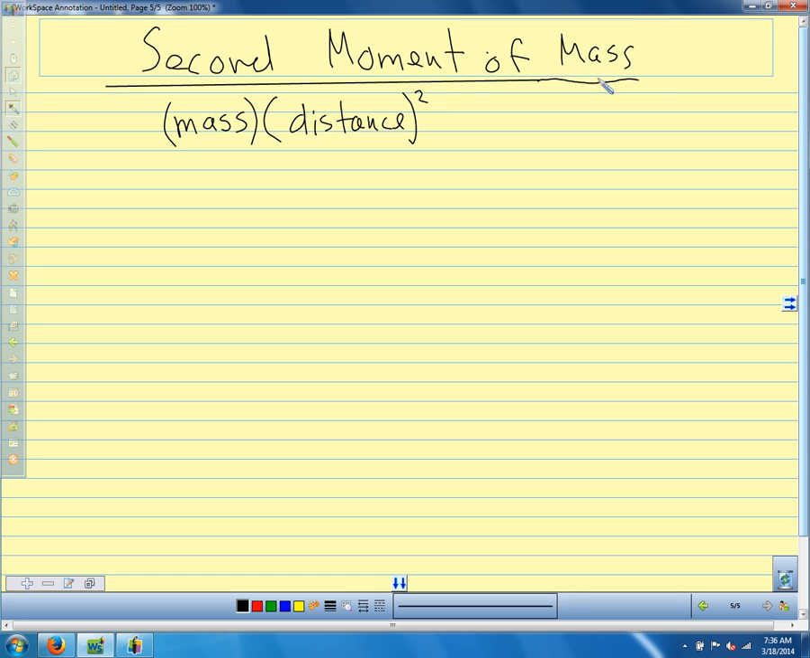The other, more familiar name for the second moment of mass is moment of inertia. And moment of inertia is important because it is a measure of the tendency of the mass, whatever the region is, to resist change in rotation. So our second moment of mass is used to tell us how that object is going to resist changing rotation. So that's why it's important.